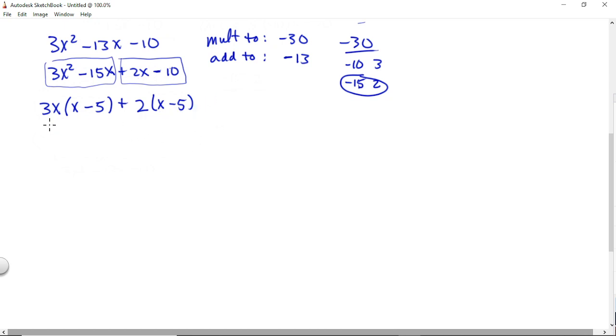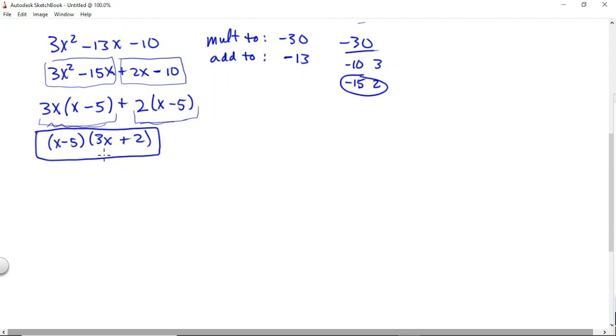So now we look at this and think of this as sort of like a term and this is a term. We factor out the x minus 5 that's in parentheses. So take it out to the front, and that leaves, when we factor it out of this term here, 3x. We factor it out of this one over here, it leaves plus 2, and that's it. Okay, this is our answer.